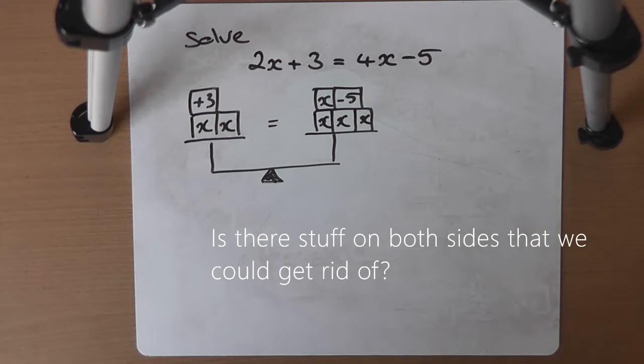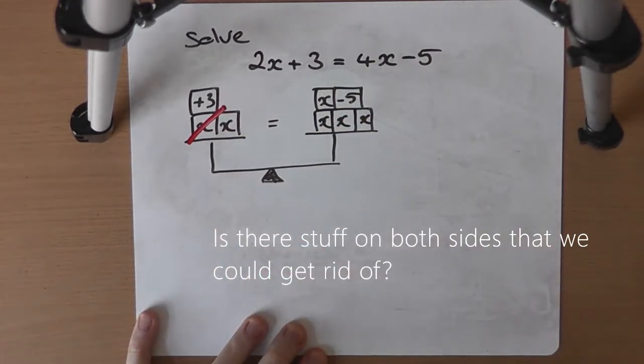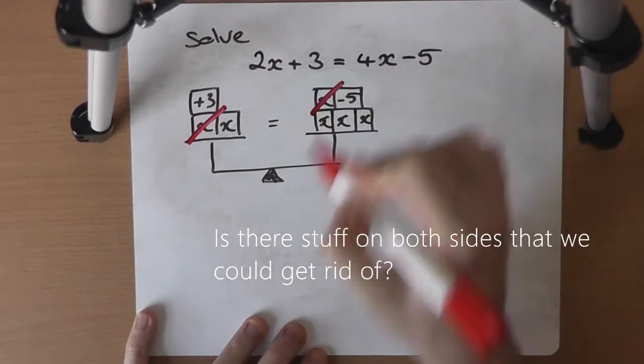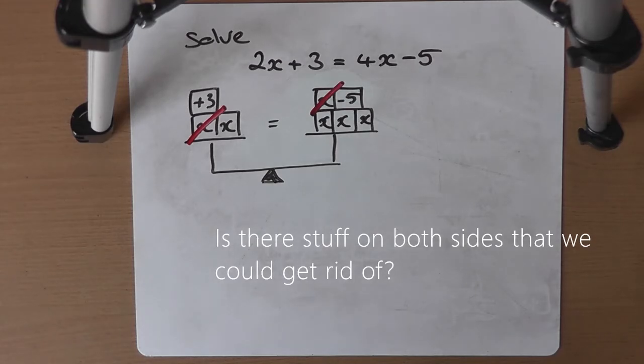If the answer to that question is yes, then we should get rid of that stuff. So, is there stuff on both sides of the scales that we could get rid of? And the answer is yes. Because we could, for example, get rid of this x block. We could take that away, throw it away, not interested in it anymore. And as long as we get rid of the same thing on the other side, an x over there, then the two sides of the scales remain balanced. We've taken an x weight off the left and an x weight off the right, and they are still balanced.